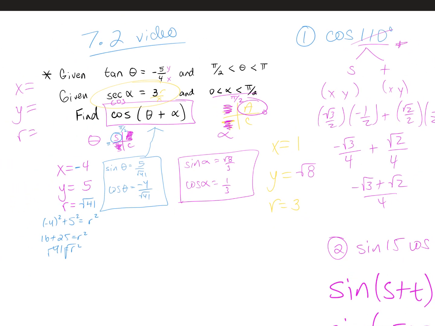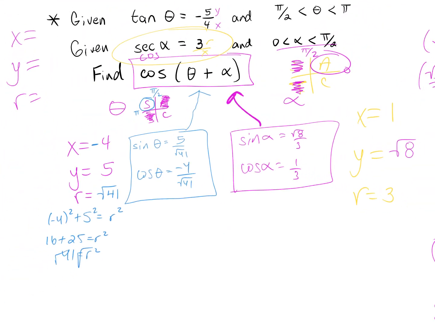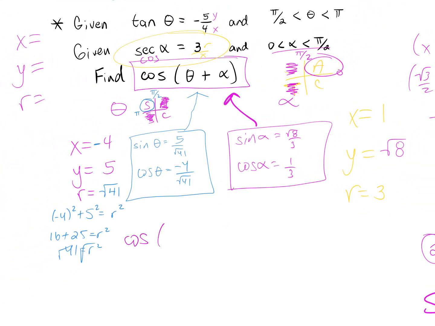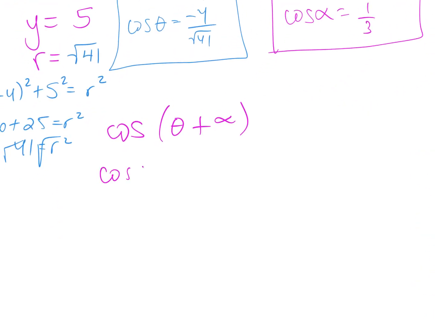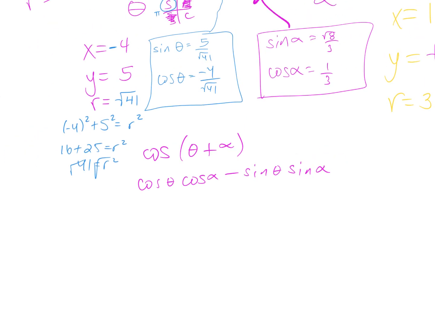Now, you guys are asking, why? What is the purpose of this? Now that you have these ratios, you can look at your formula sheet and go, oh, cosine of this plus this, the formula is cosine times cosine minus sine times sine. And you have the trig ratios right here that you just plug in. Cosine of theta is 5 over square root of 41. Cosine of alpha is, I'm sorry, negative 4 over square root of 41. Cosine of alpha is 1/3. And then you minus whatever the other one is.